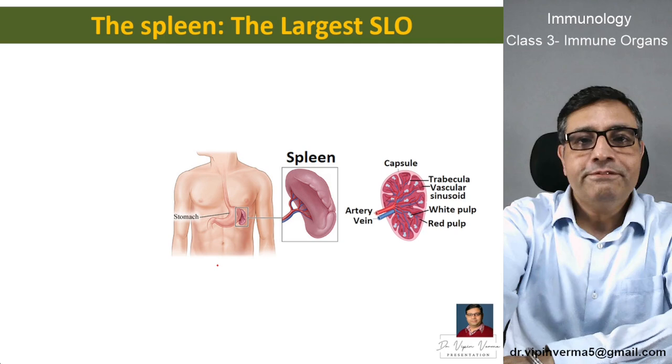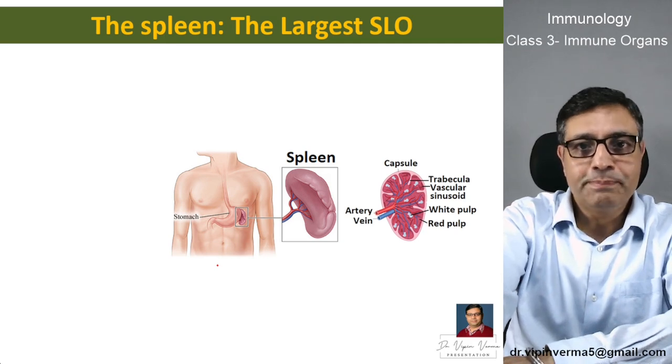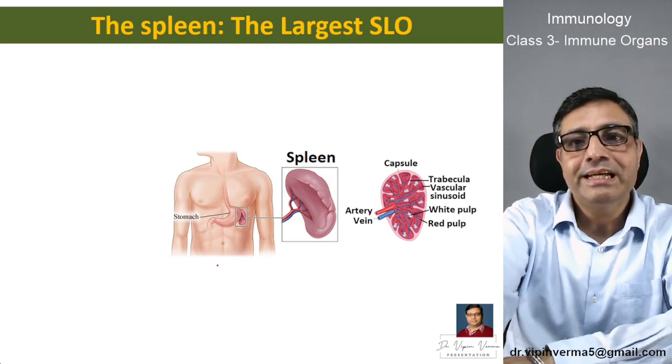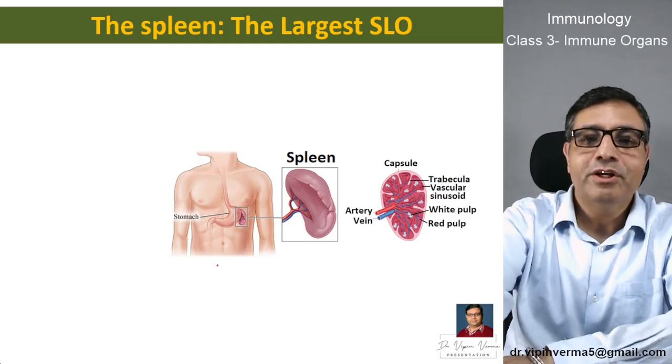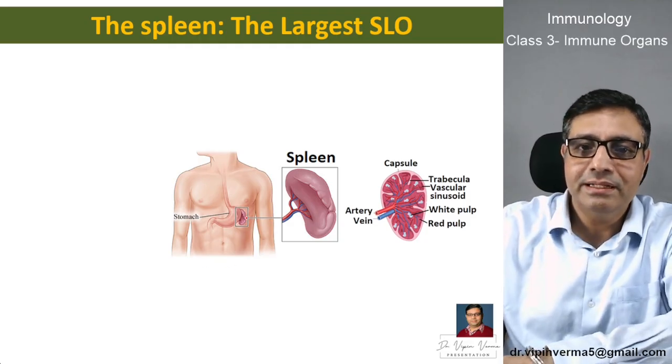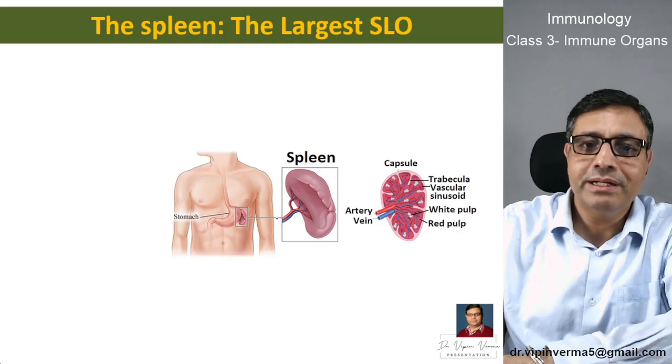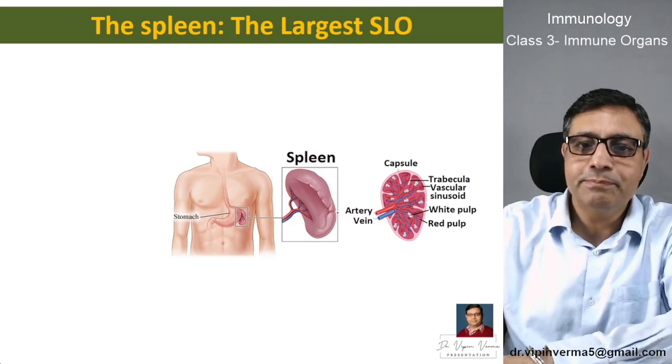Now, after the lymph node, the spleen, which is the largest secondary lymphoid organ. Now you can see here, this is the spleen, and it is located in the abdominal cavity. So you can find the stomach or abdomen here, and then you have the spleen, and this spleen has a very rich blood vascular supply.